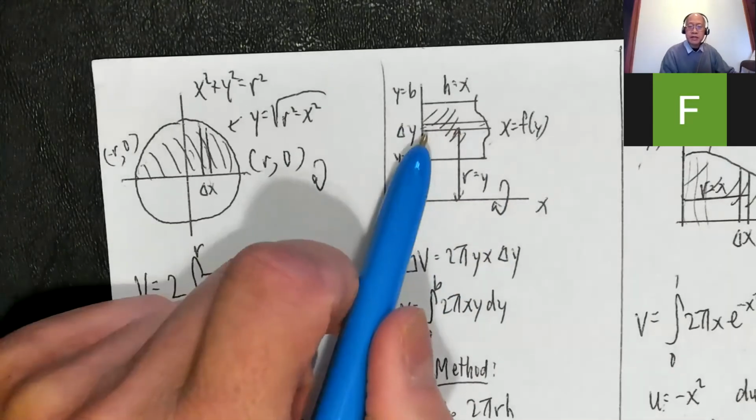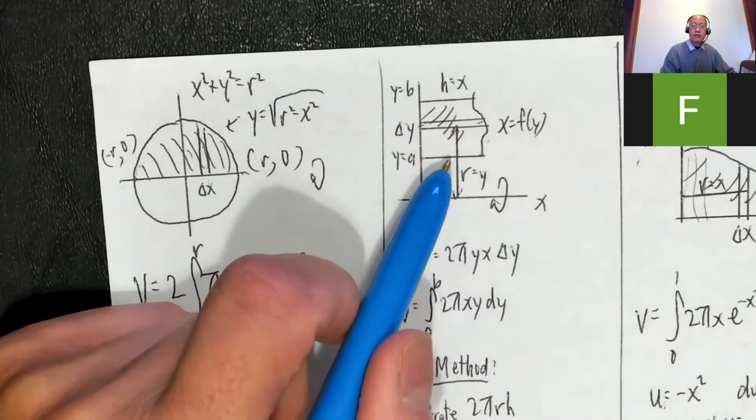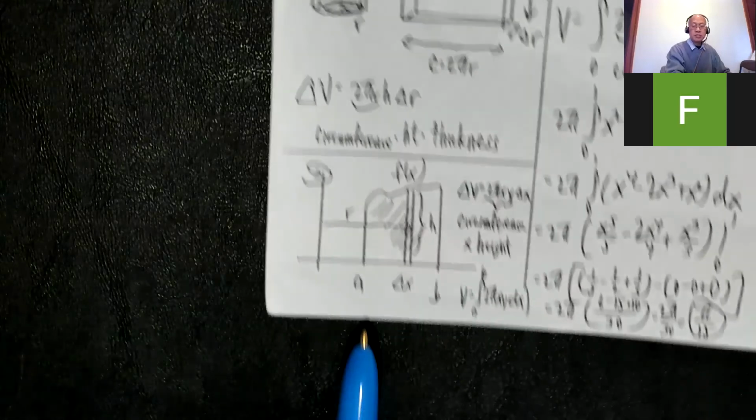Okay, if we're doing the shell method, it's like this. You can put stuff like this on your cheat sheet if you wish. If you want to put this on your cheat sheet, that's fine.